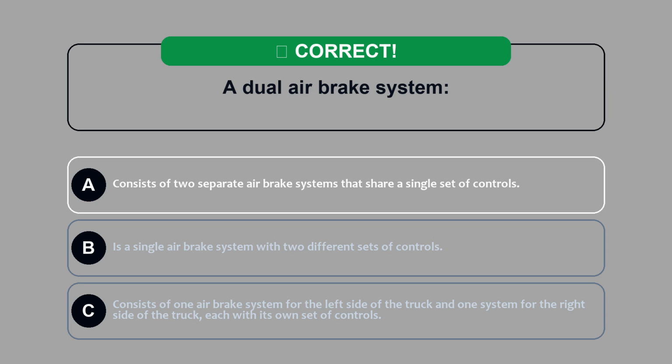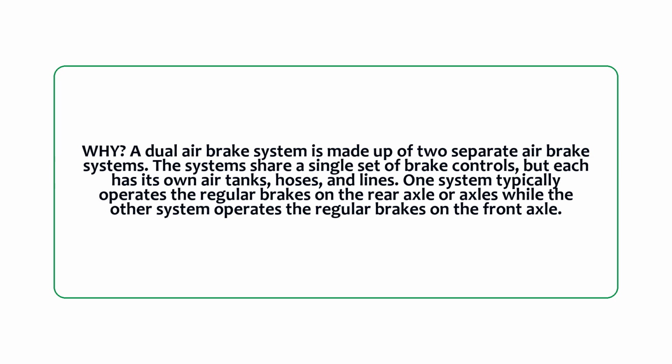The correct answer is option A, consists of two separate air brake systems that share a single set of controls. Explanation. A dual air brake system is made up of two separate air brake systems. The systems share a single set of brake controls, but each has its own air tanks, hoses, and lines. One system typically operates the regular brakes on the rear axle or axles, while the other system operates the regular brakes on the front axle.